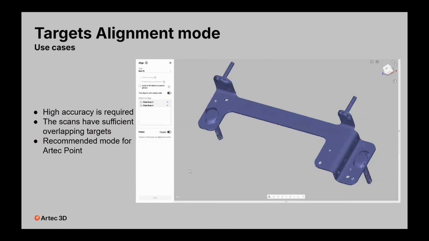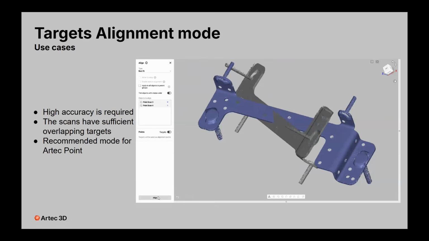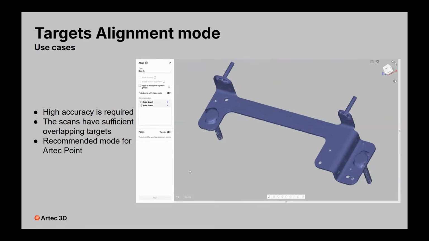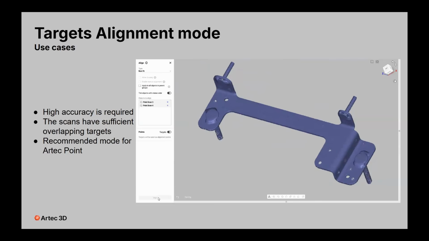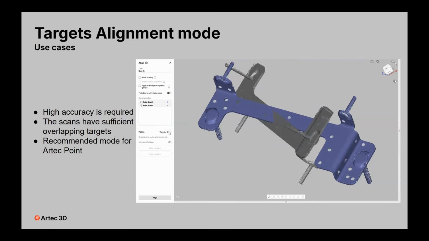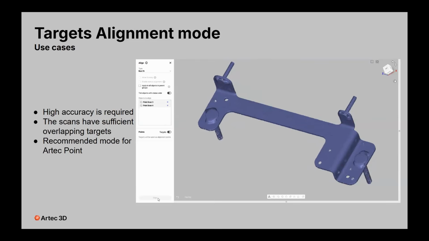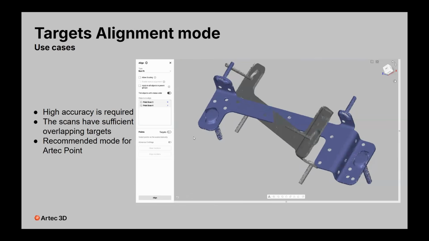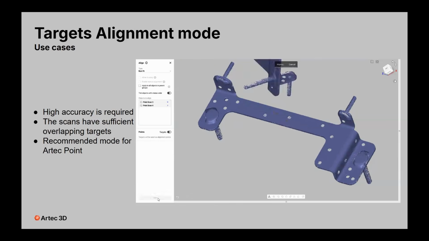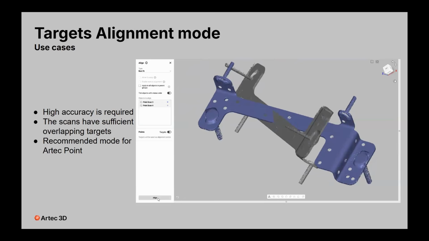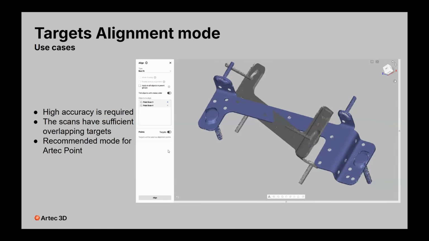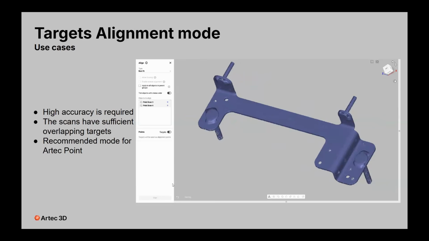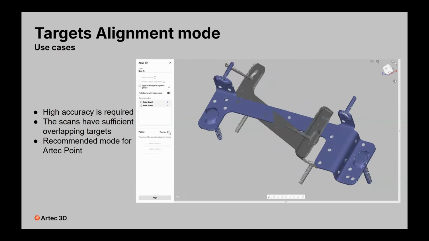As you could see right here, this mode works really straightforwardly with just a single click of a button. All you have to do is enable the targets alignment right here in the alignment tab and click align. If there is enough overlap between your target clouds, then the alignment will run very, very quickly, because here the software relies first of all on the target cloud of your object, which allows for an extra precise and fast alignment.